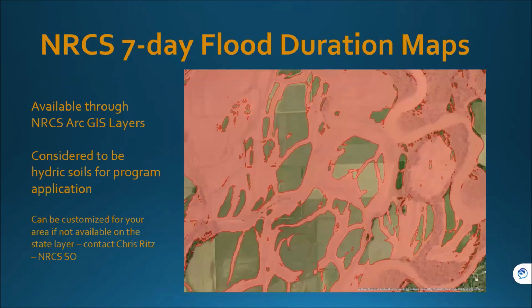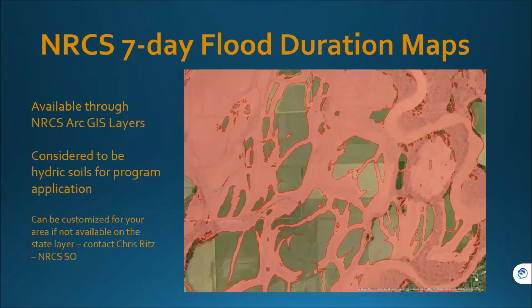One of our favorites. So this is the NRCS 7-day flood duration map. This has been a layer that's created through utilizing a lot of the flooding and stream gauge data that the USGS has put along a lot of the major river systems and drainage systems. Chris Ritz has been the person that has created most of these.